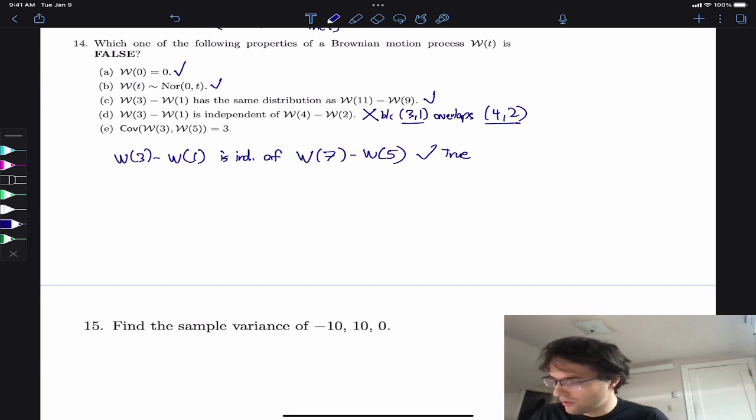And then finally, the last one, covariance of W of 3, W of 5 is equal to 3. This is true because you take the minimum. This is just another one of those fundamental properties. So that means the answer choice is D, because that's the one that's false.